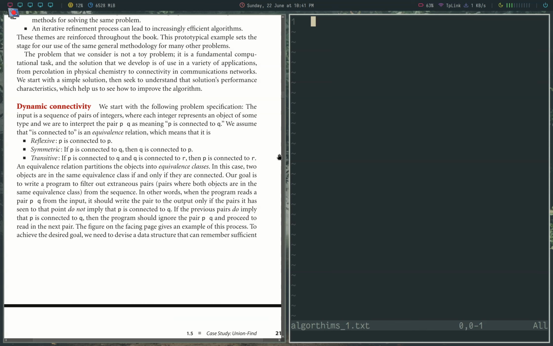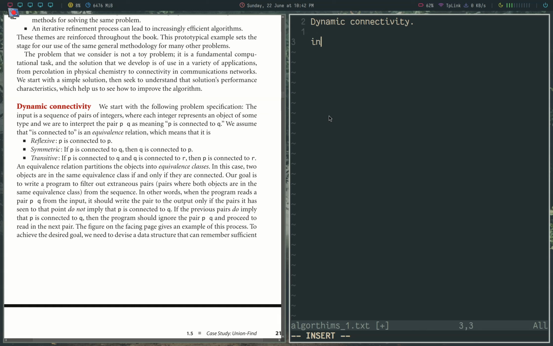So we will be discussing dynamic connectivity. This is a topic of algorithms. What this problem basically deals with is that you have been given a sequence of pairs of integers. The input is a sequence of pairs of integers where each integer represents an object of some type. That means it can be of any type.